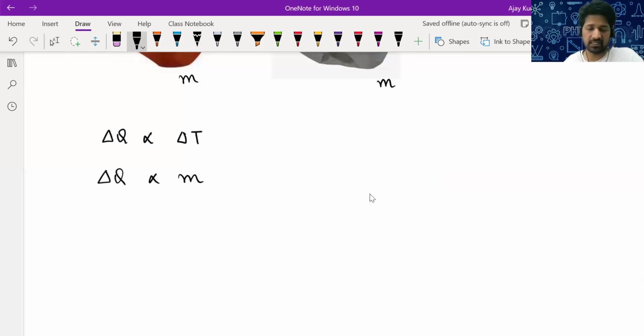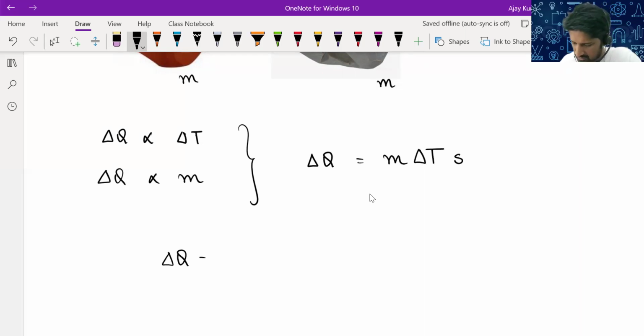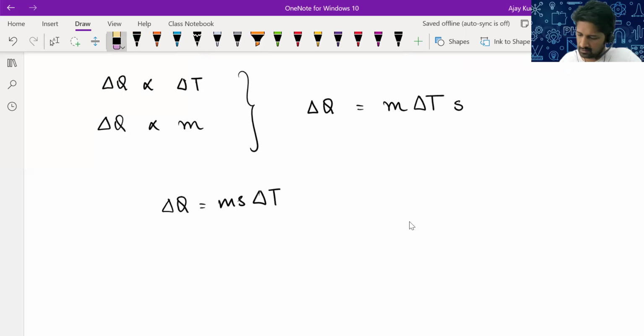And it also depends on the material. So putting all these together, you get delta Q is equal to M delta T, and the proportionality constant is called S. Okay, so we write delta Q is equal to ms delta T. In some books, you may find it as Q is equal to ms delta T. Nothing wrong in that. Okay, but writing it this way has a slight advantage. You can write it in differential form also. dQ, the small amount of heat supplied, is equal to ms dT, resulting in the small temperature change dT.